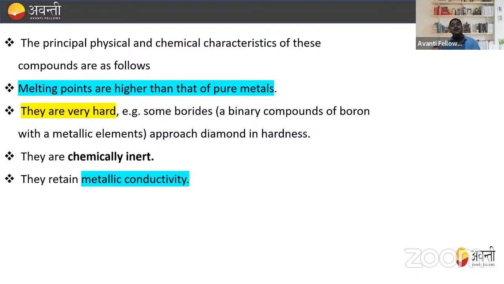They are very, very hard. Some borides, that is binary compounds of boron with the metallic elements, approach diamond in hardness. They are chemically inert as well, and they retain metallic conductivity. So they retain their metallic character.